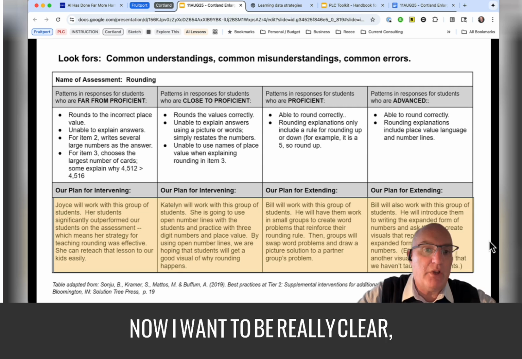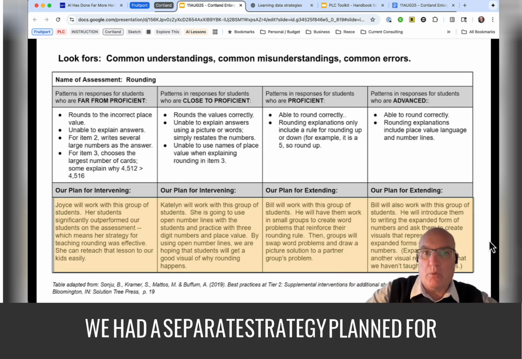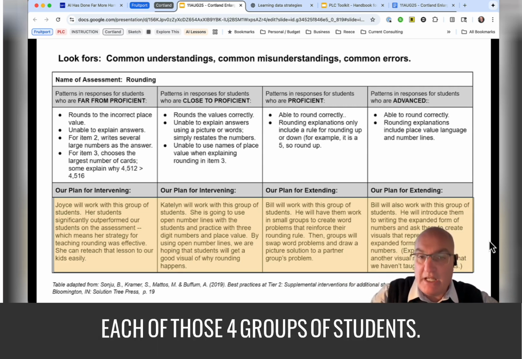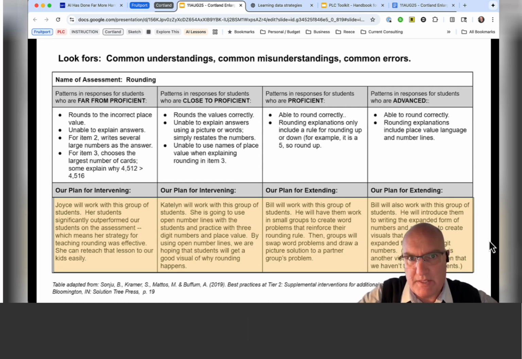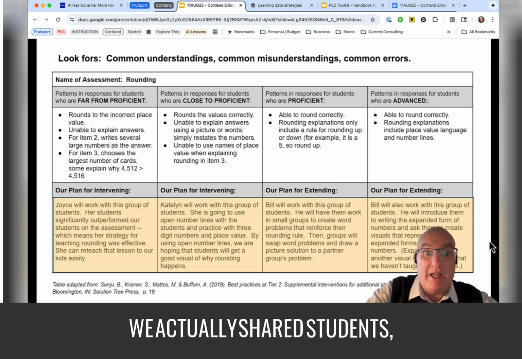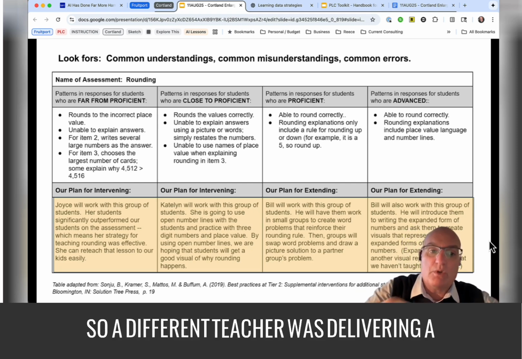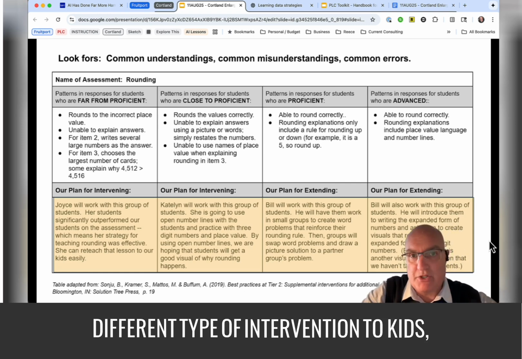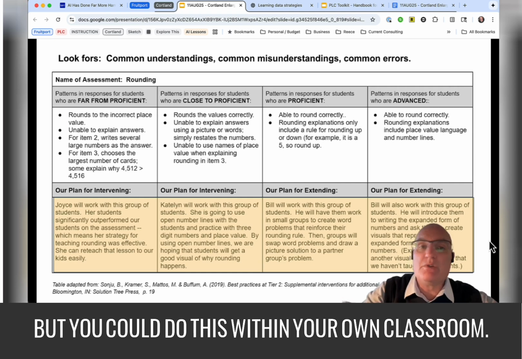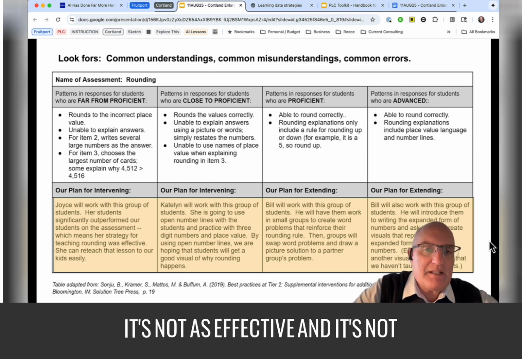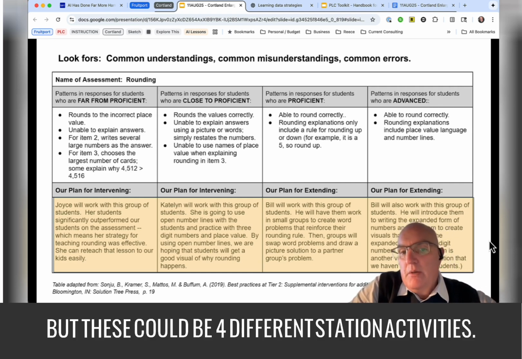Now, I want to be really clear. When my team was intervening, we had a separate strategy plan for each of those 4 groups of students. When my team was planning, we actually shared students. So a different teacher was delivering a different type of intervention to kids. But you could do this within your own classroom. It's not as effective and it's not as efficient, but these could be 4 different station activities.